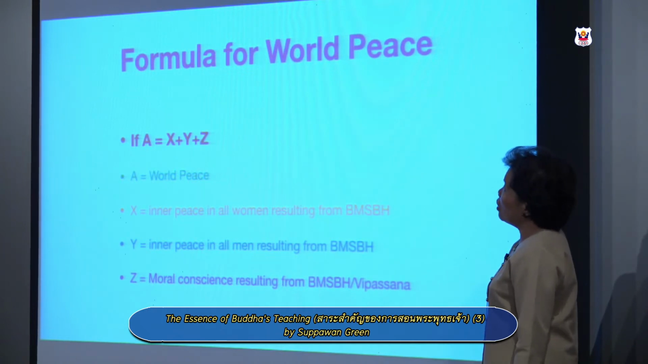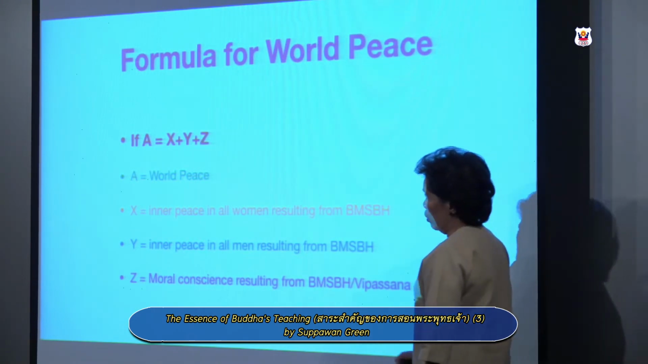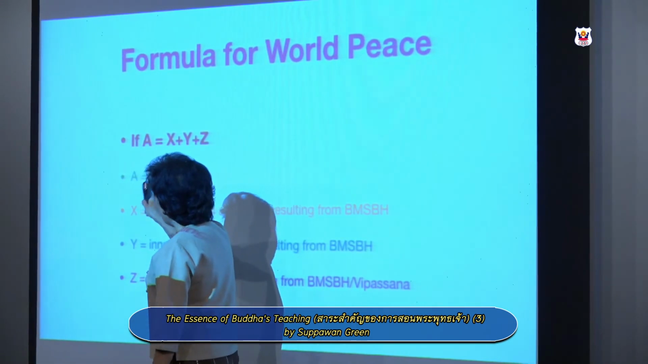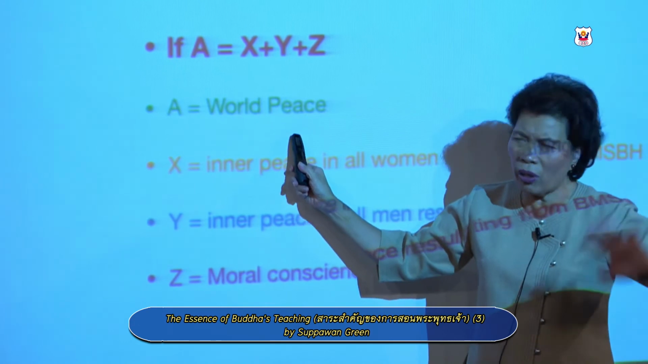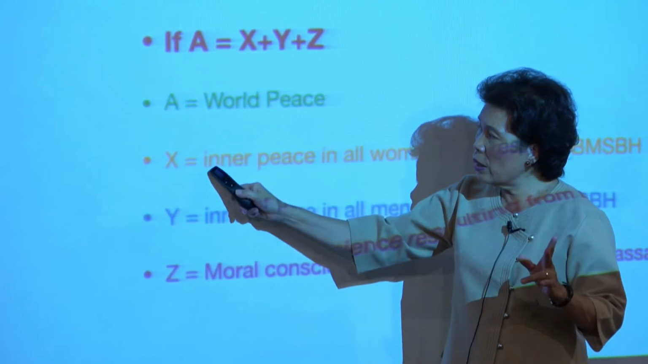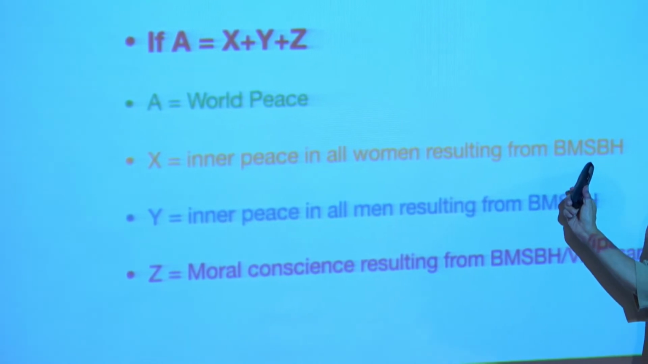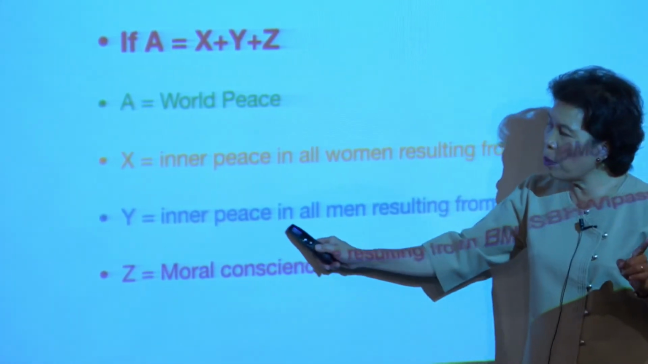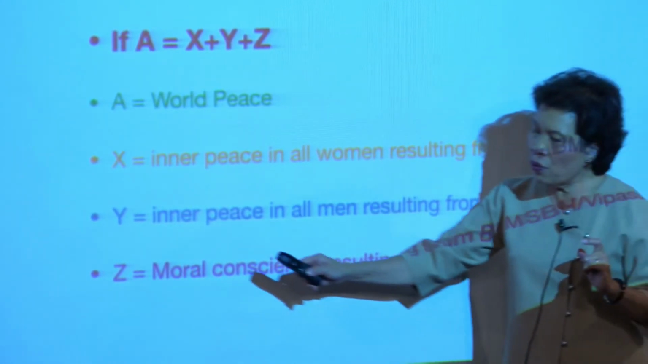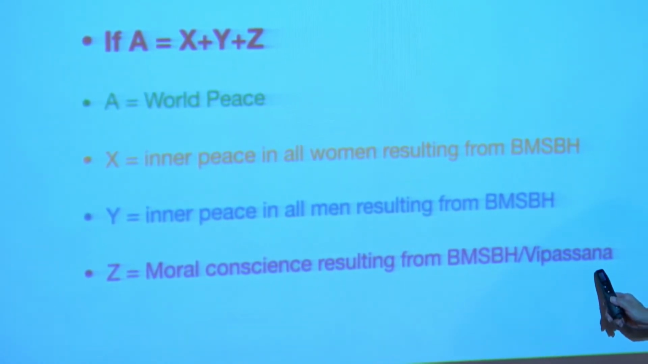You see, with this, I can even come up with a formula for world peace. Crazy, really. Look, if A equals X plus Y plus Z, and A is world peace, look at this very carefully, it's so simple. X is the inner peace in all women resulting from bringing the mental self back home through Vipassana. Y is the inner peace in all men resulting from bringing the mental self back home through Vipassana. Z is the moral conscience resulting from bringing your mental self back home through Vipassana.